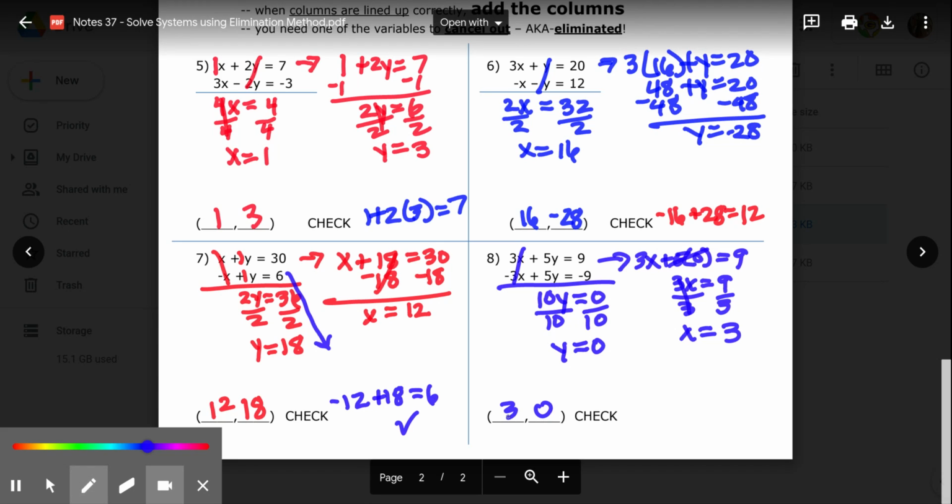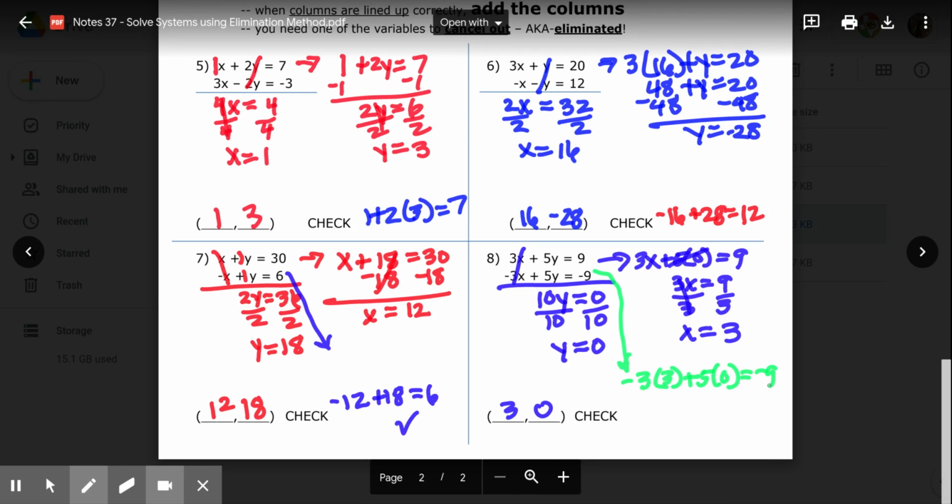Okay, I use a different color. Boom, green. Okay, so let's just use this bottom equation here. So we have negative 3 times our x, which is 3, and plus 5 times 0. Let's see if that gives us negative 9. Well, 5 times 0 is 0, so negative 3 times 3 is negative 9, which is equal to negative 9. So that checks out. That is using elimination.